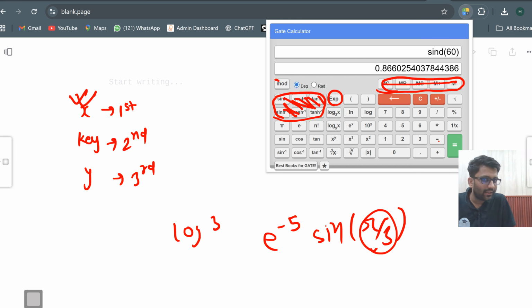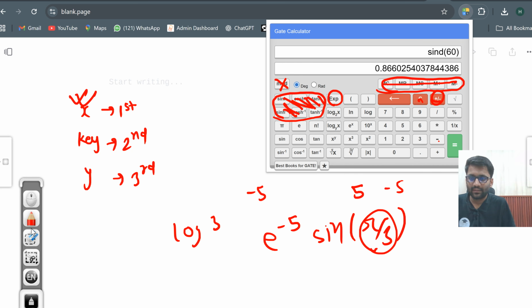For mode, I also never use it, because let's just say if I am having minus 5, then what I will do? I will click on the plus minus sign. If I am having minus 5 and I know that my answer would be plus 5, then I can click on this plus minus sign. And if I am having plus 5 and I know that my answer would be minus 5, then again I can click on this plus minus sign. Are you able to understand this point?